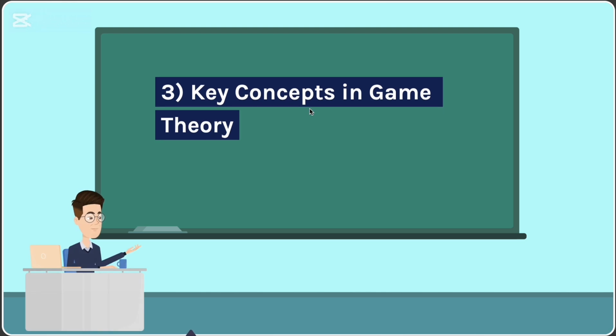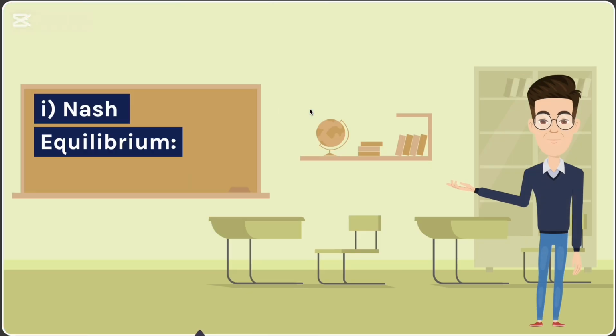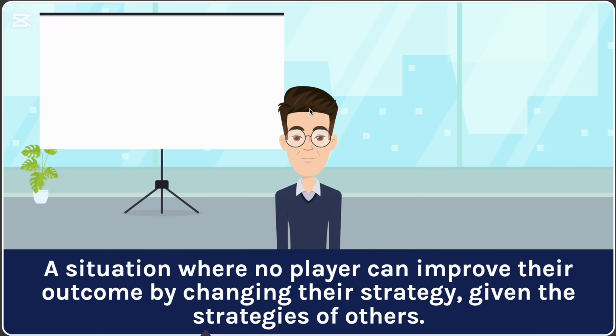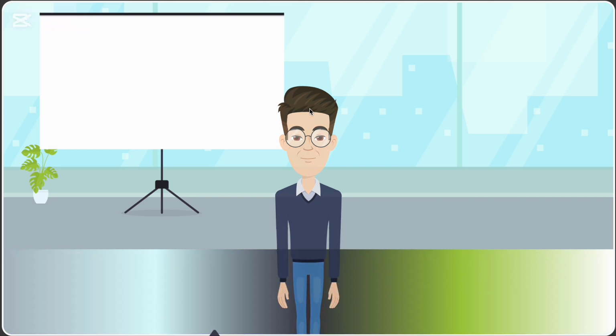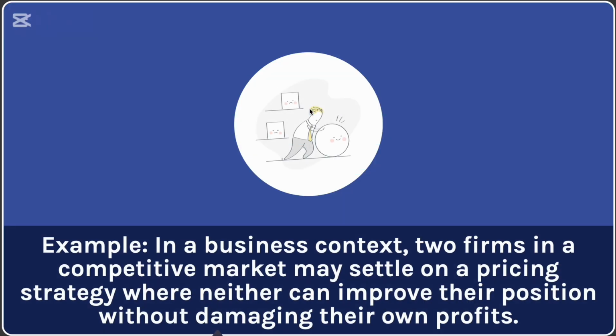Key concept in game theory: Nash equilibrium. A situation where no player can improve their outcome by changing their strategy, given the strategies of others. Example: in a business context, two firms in a competitive market may settle on a pricing strategy where neither can improve their position without damaging their own profits.